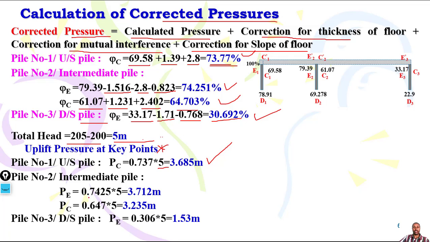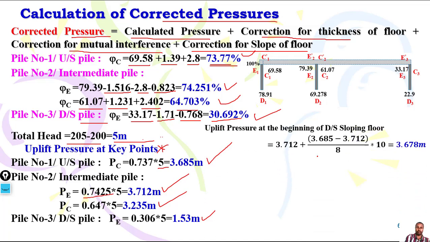And for intermediate pile, PE, which is at this point, the corrected pressure will be 74.25%, already computed. So you have over 100, then we get this result. And PC at this point, corrected pressure at C will be this one. And for downstream, PE will be this one. And for C3, it will be 0.